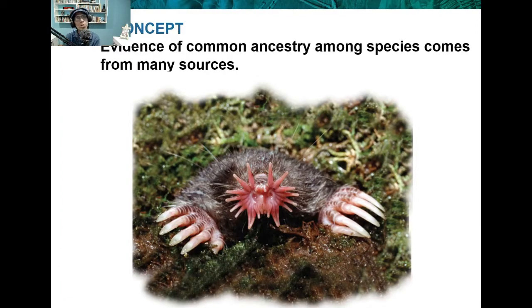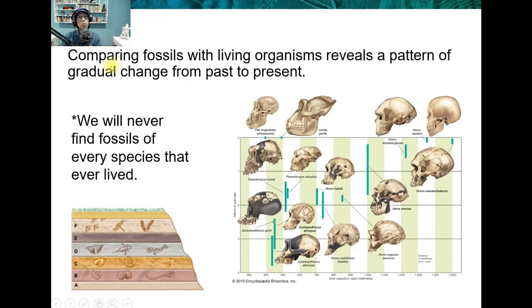Okay, let us now proceed to the main lesson, evidence of evolution. So, if you look at the key concept here, ang sabi rito, evidence of common ancestry among species comes from many sources. Evidence of evolution, comparing fossils with living organisms, reveals a pattern of gradual change from past to present. So, you have this illustration or photo of different skulls. These are layers of rocks.